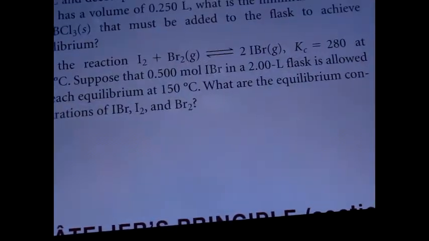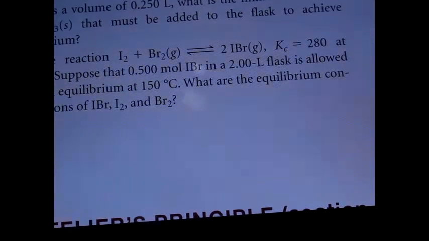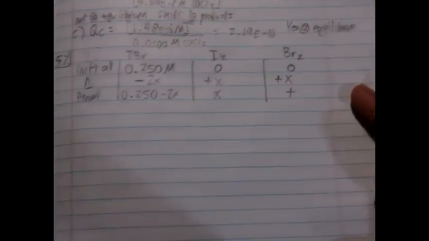So we know from this that the molar ratio of IBr to I2 and Br2 is 2 to 1 and 2 to 1. What that means is that the change of IBr is going to be 2 times the change of Br2 and I2. So it's going to be minus 2x, and this is going to be plus x. Okay, so next we need to make the final equations. The final for IBr is 0.250 minus 2x, and the final for I2 and Br2 is just going to be x and x.